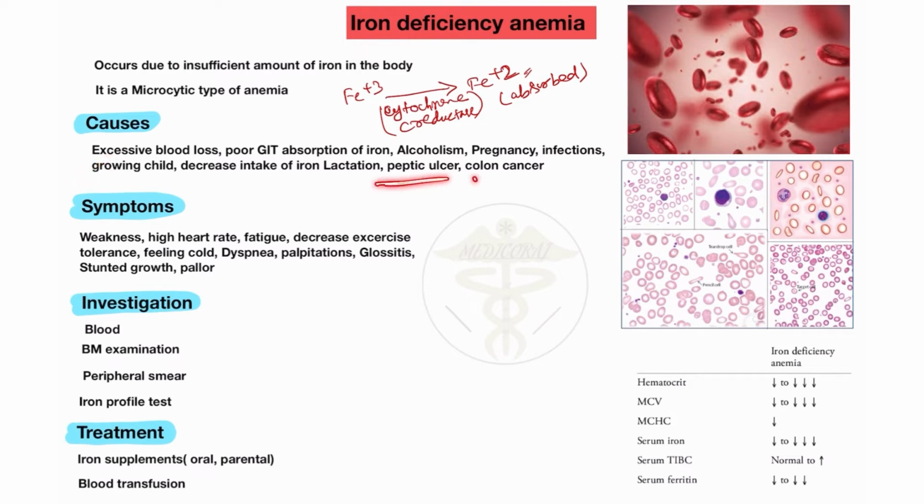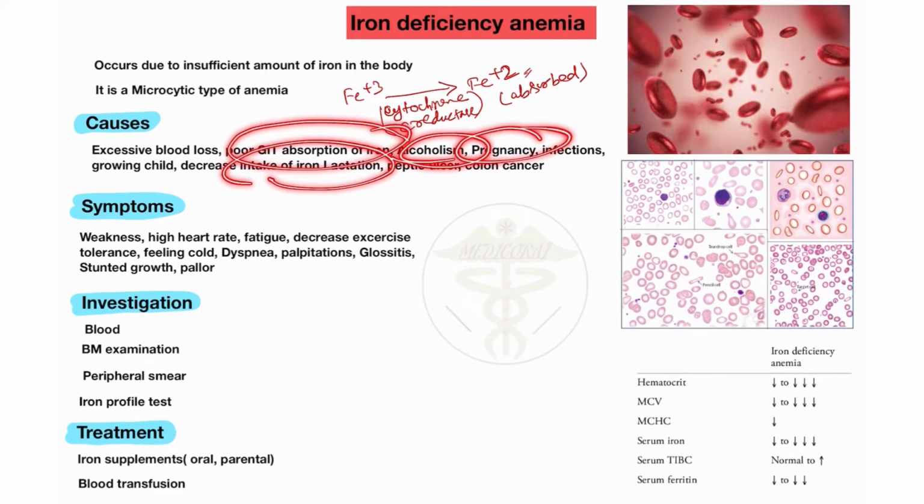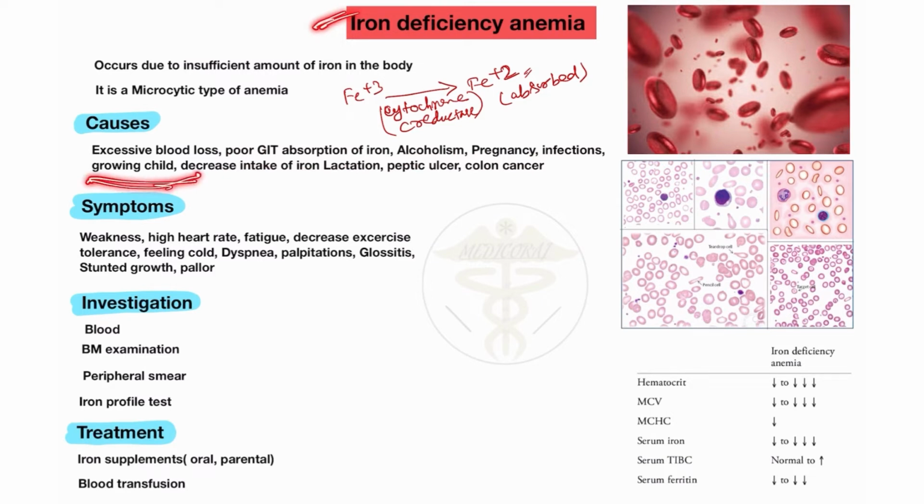And when peptic ulcer and colon ulcer occur, then also there is no absorption of the iron plus 2 form, so this also causes iron deficiency anemia. So please learn this: alcoholism, poor GIT absorption, pregnancy and lactation are the main causes of iron deficiency anemia. And in the growing child, this is also a cause of iron deficiency anemia.